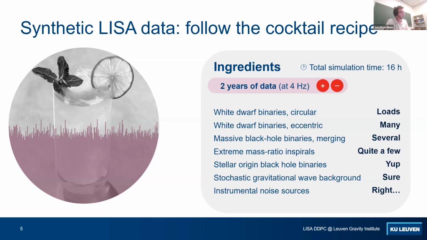So, for instance, if you imagine your first vanilla LISA data set, you will probably have a lot of binary white dwarfs. You have massive black hole binaries, some of which are merging. You may have EMRIs, you may have stellar-origin black hole binaries like LVK is observing, but at an earlier stage. You may have stochastic gravitational wave backgrounds. And of course, we shouldn't forget about all our instrumental noises, some of which, or probably most of which, will be non-stationary.